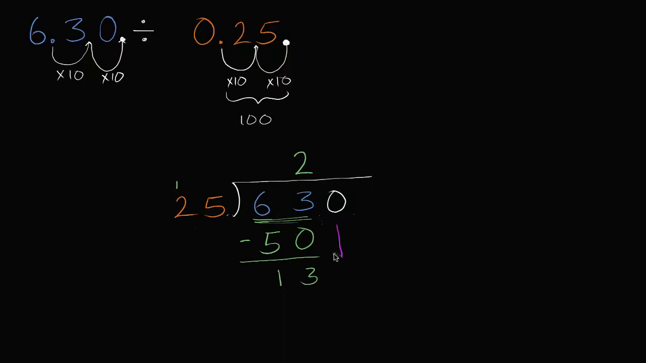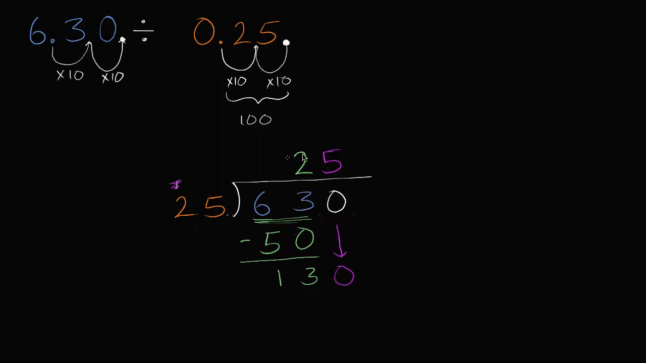We can bring down this 0. And let me scratch this out so I don't confuse myself later. 25 goes into 130 how many times? Let's see, 25 times 4 is 100. 25 times 5 is 125. 25 times 6 would be 150, so that's too big. So I'm going to go 5 times. And it's very important to keep track of my places right here. I brought down the 0 to make the 13 into 130. So when I say 25 goes into 130 5 times, I write it right above the 0 right over there.